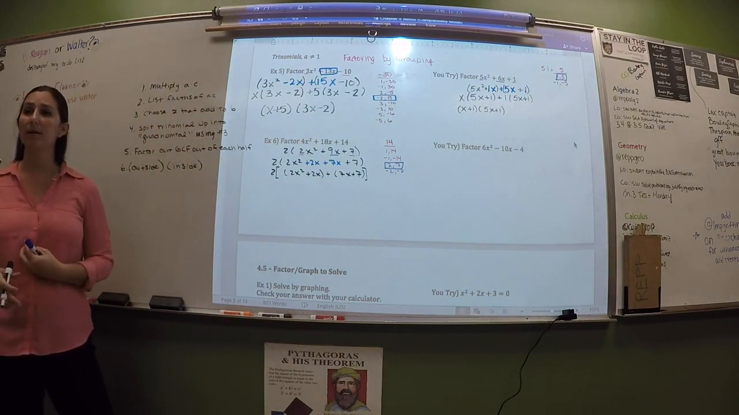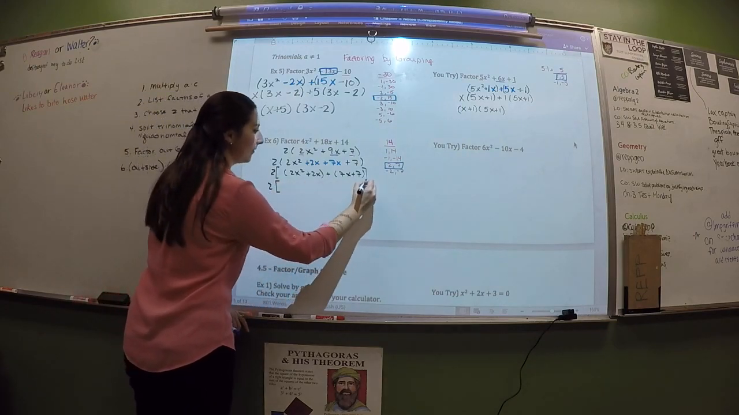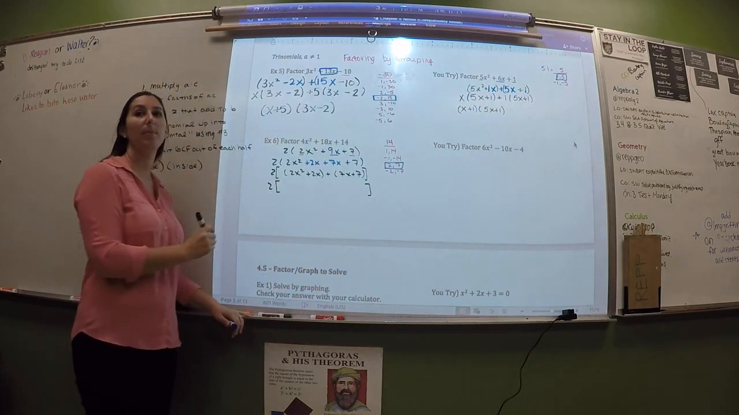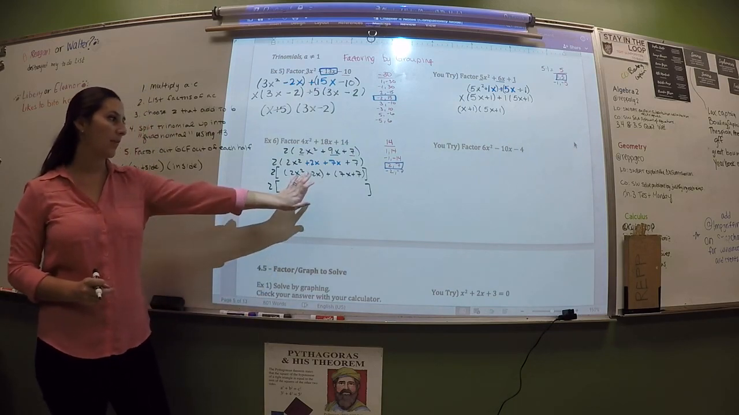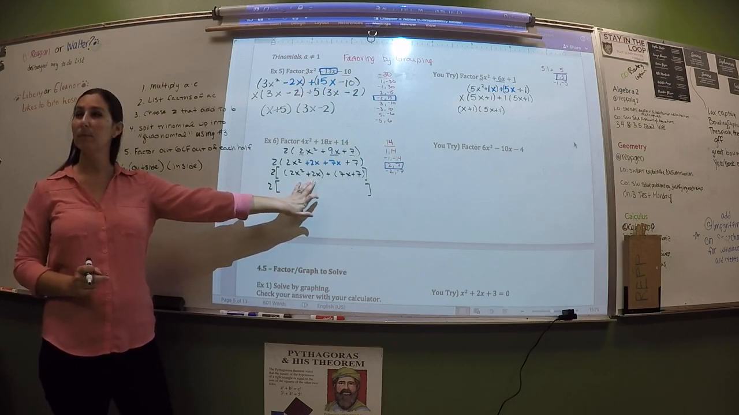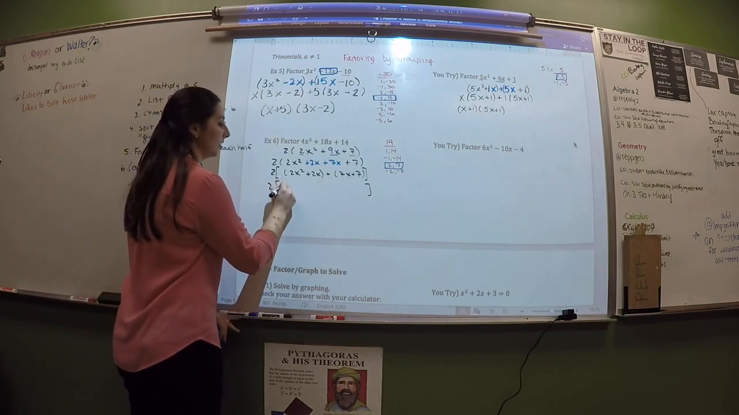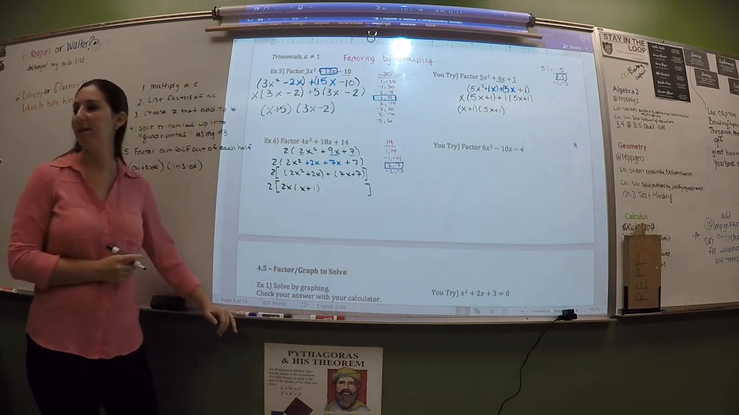I'm going to take out the greatest common factor out of each group, again not forgetting that I have a 2 from the beginning. So the greatest common factor of 2x squared and 2x is what? The 2x, yeah. Then we're left with just x plus 1.